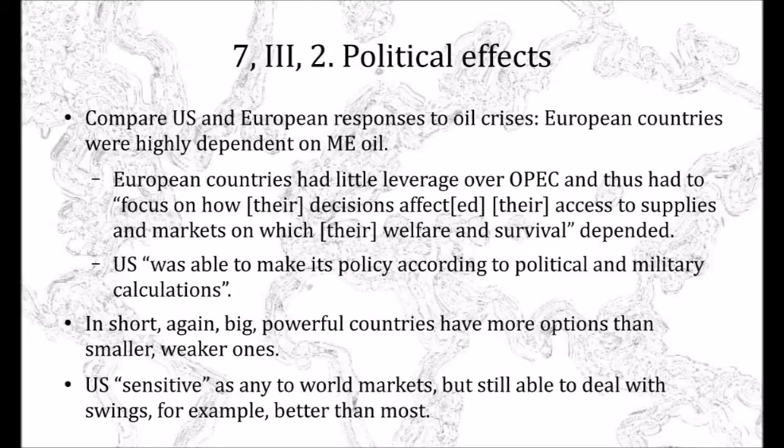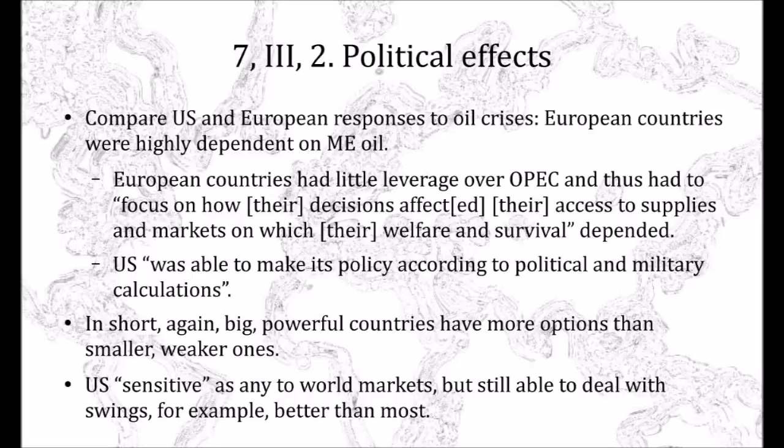For an example of the political effects of this difference in interdependence, you can look at the European and American responses to the oil crises of the 1970s. And as this was written in 1979, he probably is referring to the 1973 oil embargo. European countries were highly dependent on Middle Eastern oil, and because each of them was small and had a fairly small impact as a buyer, they had no leverage over OPEC, and they thus had to focus on how their decisions affected their access to supplies and markets on which their welfare and survival depended.